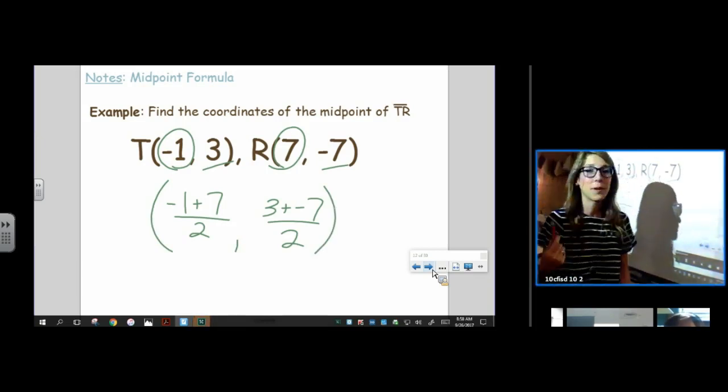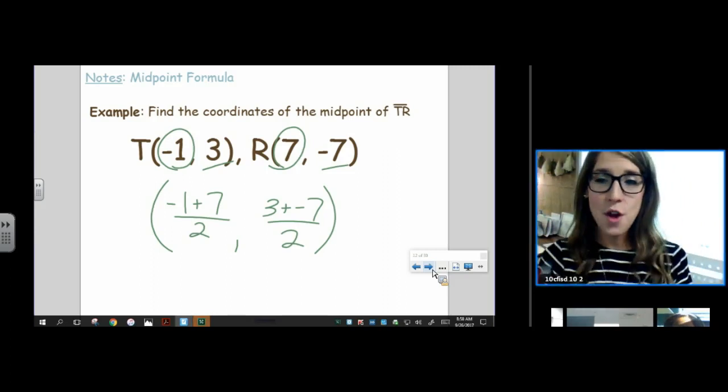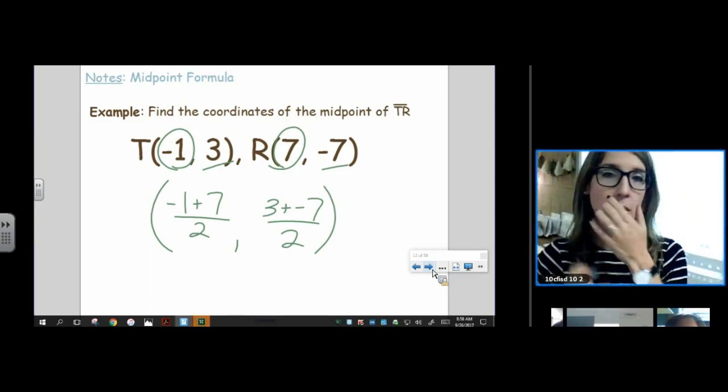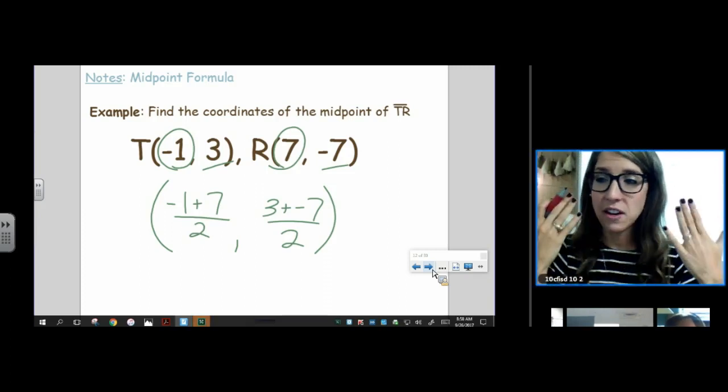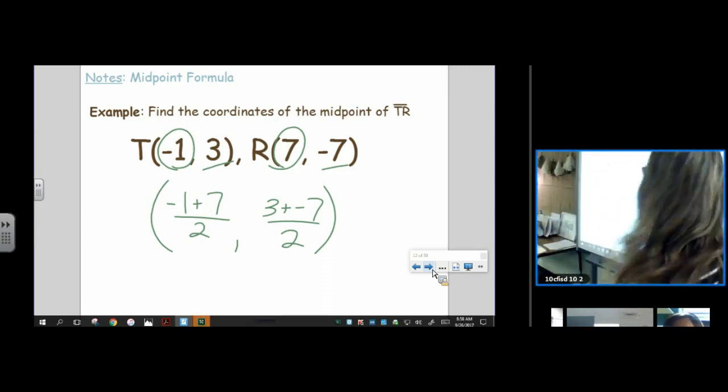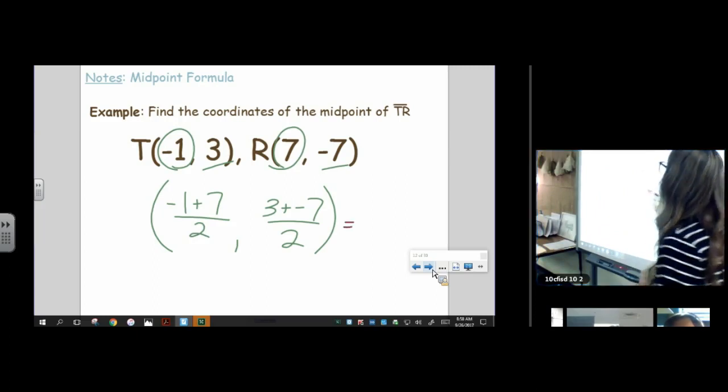I am not putting parentheses in the numerator, but please know you must protect the numerator with parentheses if you want to just put it all in the calculator. If you want to do it in your head, then you don't really need the parentheses. You're going to do that order of operations by yourself.